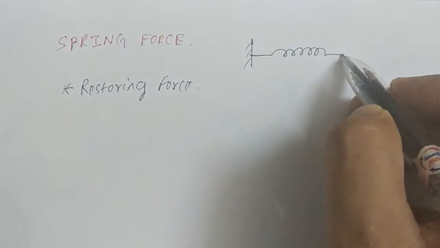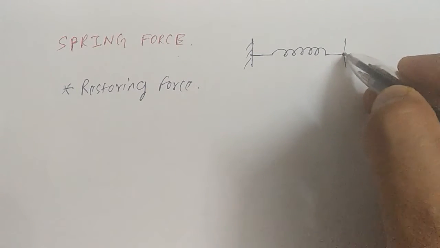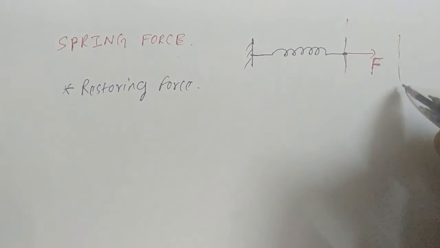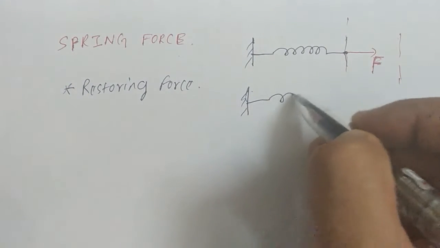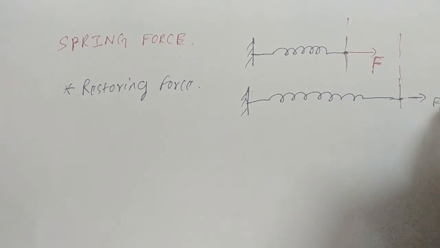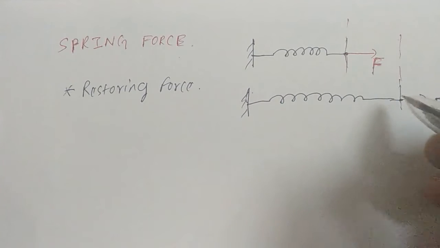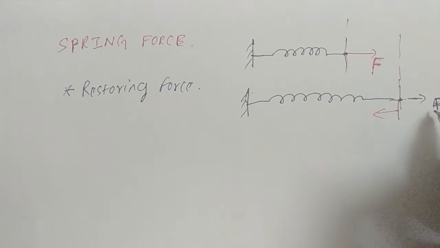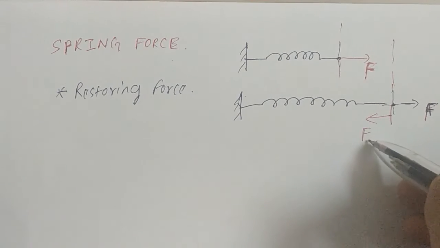Now if you apply a force on the spring at this point, then the spring will get elongated up to a certain point. Let me draw the spring again. It will elongate in such a way that it reaches this point. Due to this force, a restoring force is developed on the spring such that it acts in the direction opposite to this force.